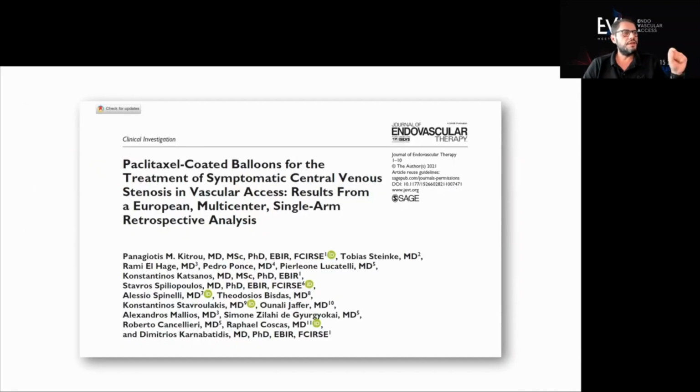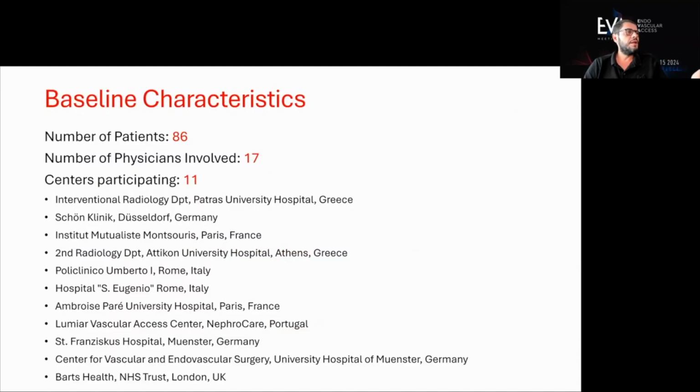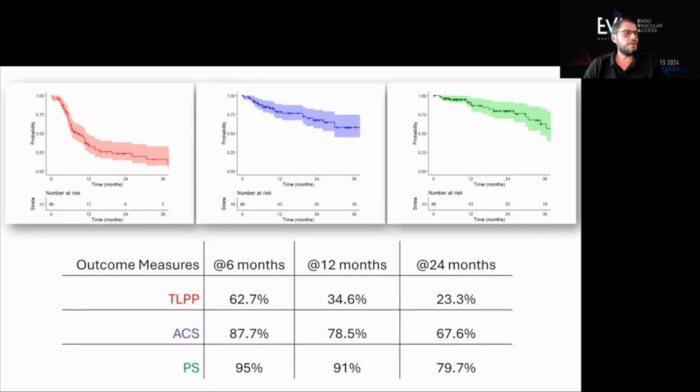A very interesting finding came from this study, which was a multi-center one, 86 patients, 17 physicians involved, 11 centers participating across Europe. You can see the target lesion primary patency, the access circuit survival up to 2 years, and the patient survival. They are quite good.